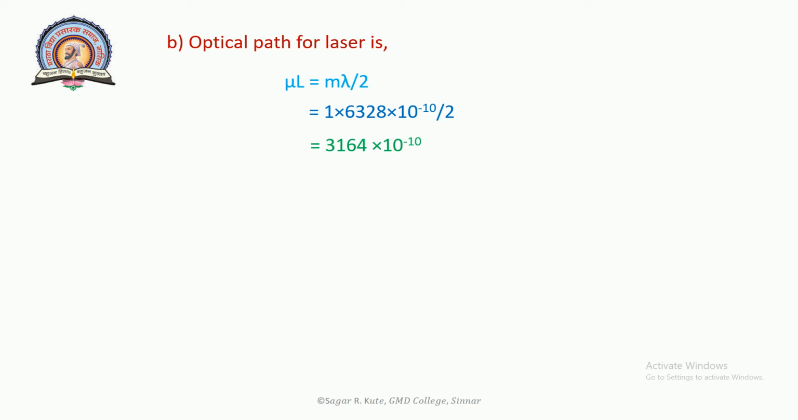Now second will be to calculate optical path for laser. The formula is mu L is equal to m lambda upon 2. Put the value of m and lambda. 1 into 6328 into 10 raised to minus 10 upon 2. Calculating this equation, we will get value mu L is equal to 3164 into 10 raised to minus 10 meter. Hence optical path for laser is 3164 into 10 raised to minus 10 meter, that is 3164 angstrom.